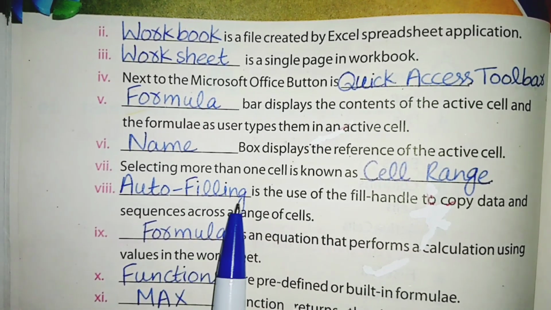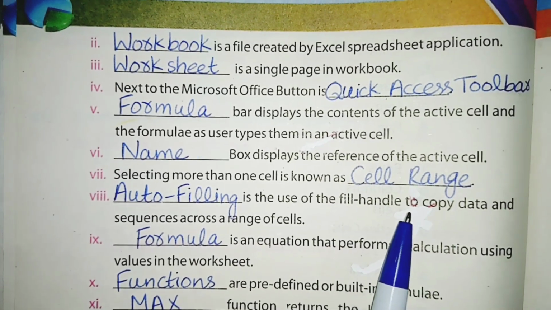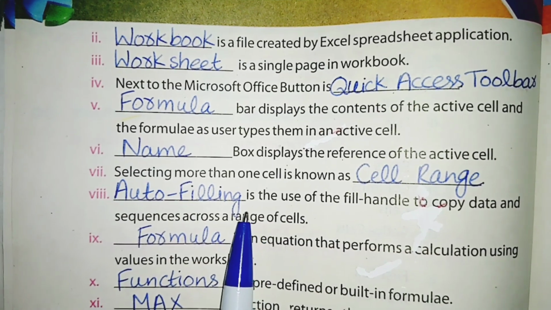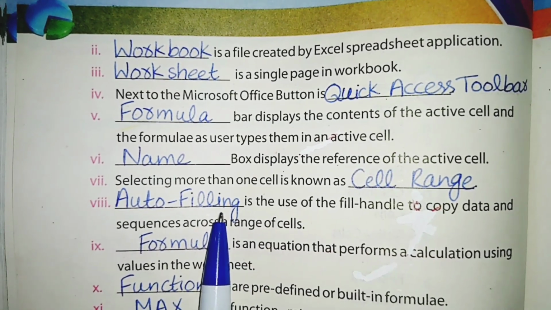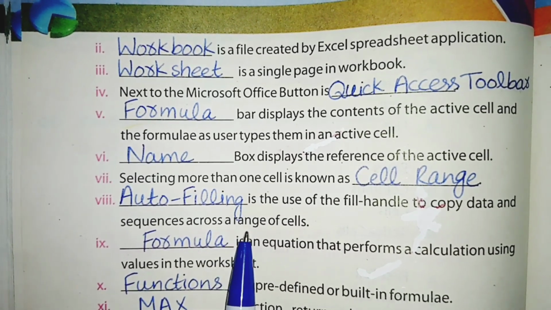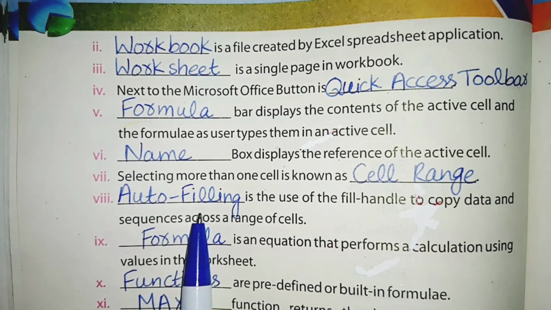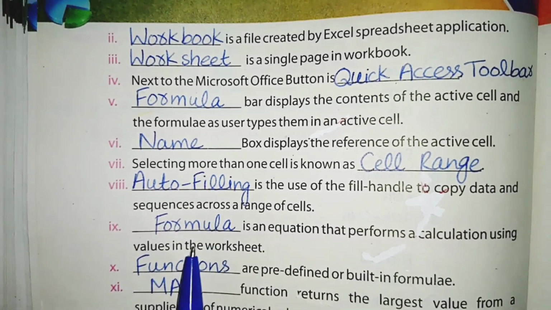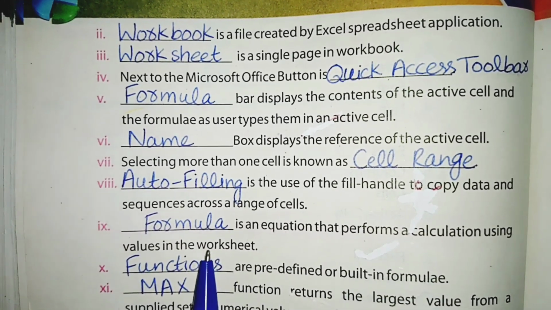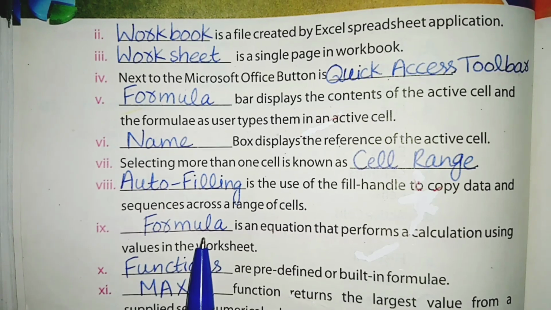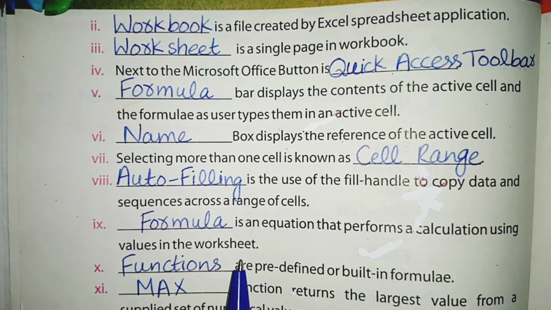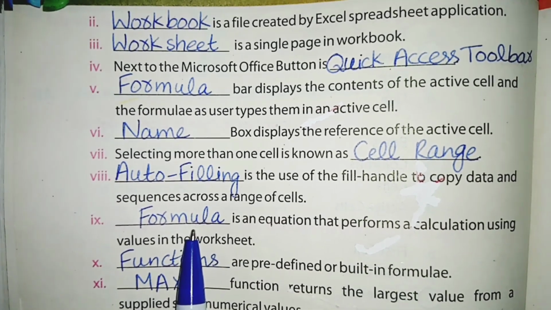Part number 8 is dash is the use of fill handle to copy data and sequences across a range of cells. Students, we have discussed that auto-filling feature of Microsoft Excel is used to copy data and sequences across a range of cells. So write auto-filling in this blank. Part number 9 is dash is an equation that performs a calculation using values in the worksheet. Students, we have discussed the definition of formula. So formula is an equation that performs a calculation using values in the worksheet. So write formula in this blank.